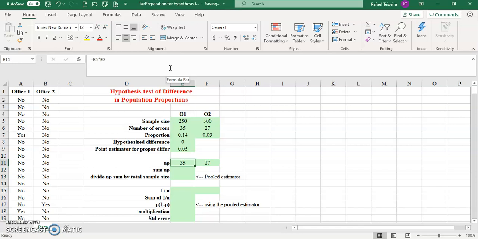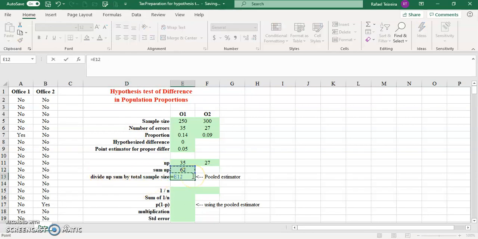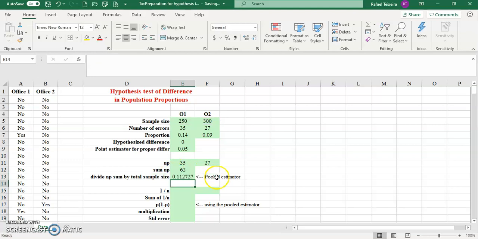Also, what I have to do here is use these numbers to get the pooled estimator. So I'm working on the pooled estimator at the same time. So if I sum these numbers, I have 62, and I have to divide this np sum by the total sample size. So I divide this number by, open parentheses, the total sample size, which is this number plus this number, okay? So this is the total sample size, and I have to divide this 62 by it, so the pooled estimator is 0.11, okay?